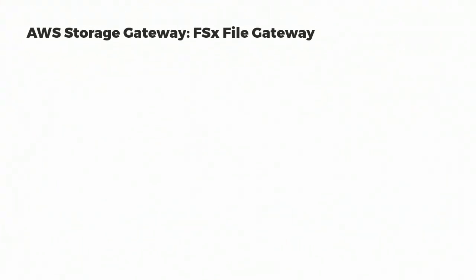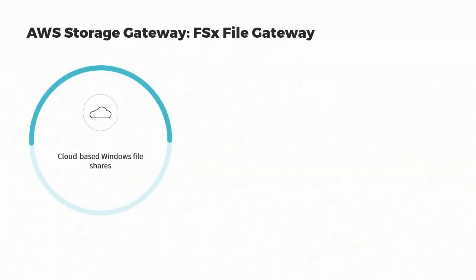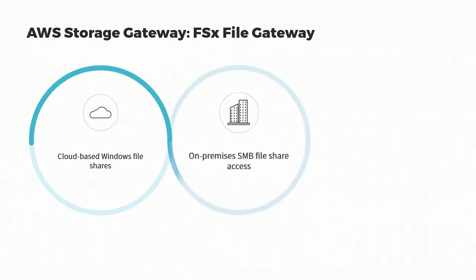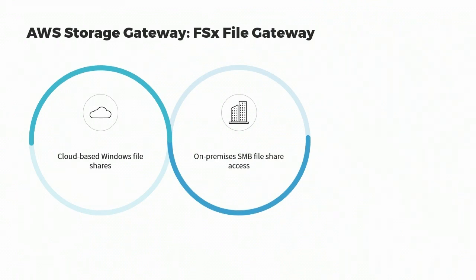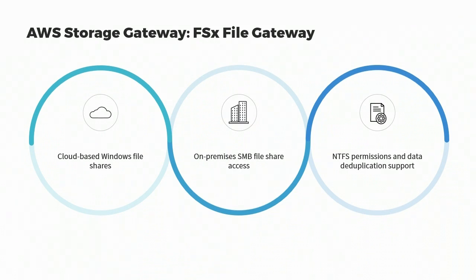The Storage Gateway FSx File Gateway is essentially shared folders as they would appear to Windows clients that appear to be local on the network. So it's on-premises SMB file share access, but really it's stored in the cloud. Now, because it appears as a Windows file share, it means it also supports things like permissions and data deduplication.